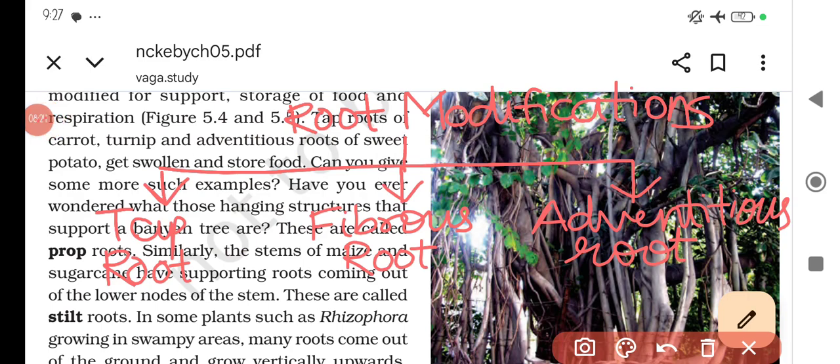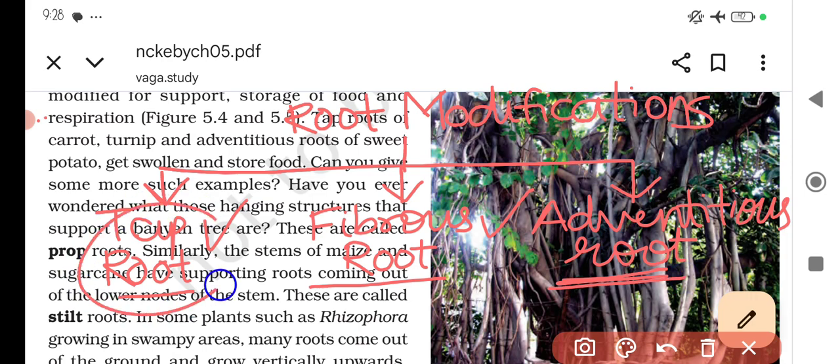So till now we have seen taproot modifications as well as fibrous root modifications. So the root modifications which come under taproot and fibrous root, they get modified to store food. That is the reason they are also known as storage roots or tuberous roots. But under adventitious root modifications, the adventitious roots do not get modified to store food. Instead, they get modified to provide extra support to the plant.